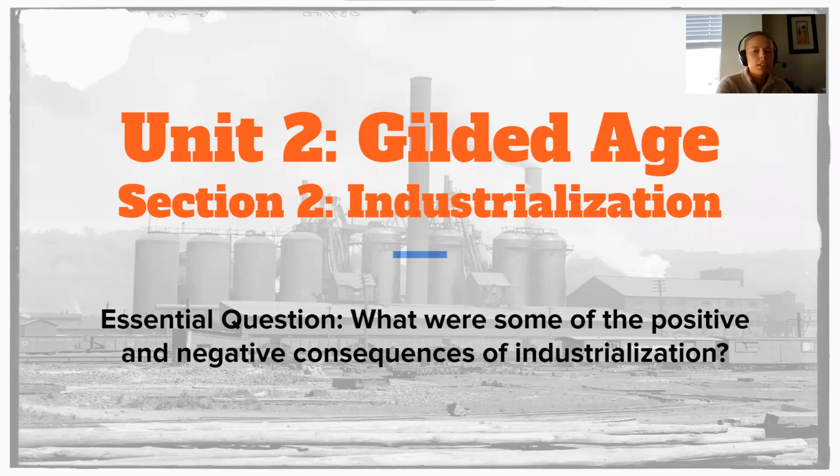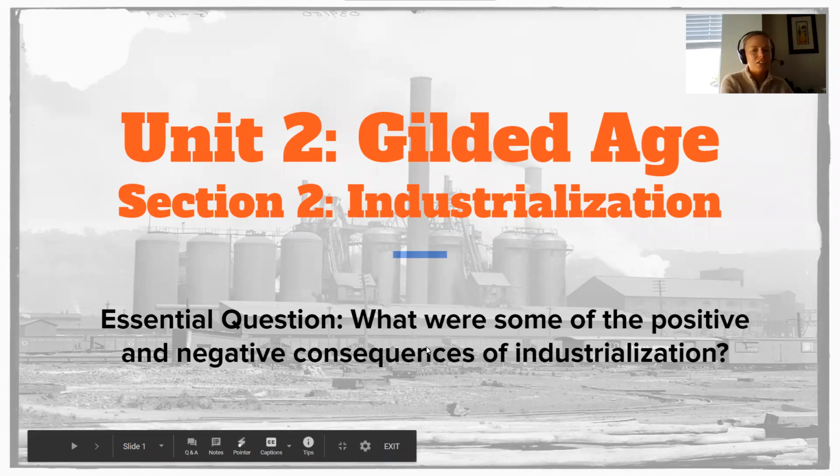In your notes, please go to the next available page and remember to write your title at the top of that page. Also, don't forget to include your essential question. What were some of the positive and negative consequences of industrialization?